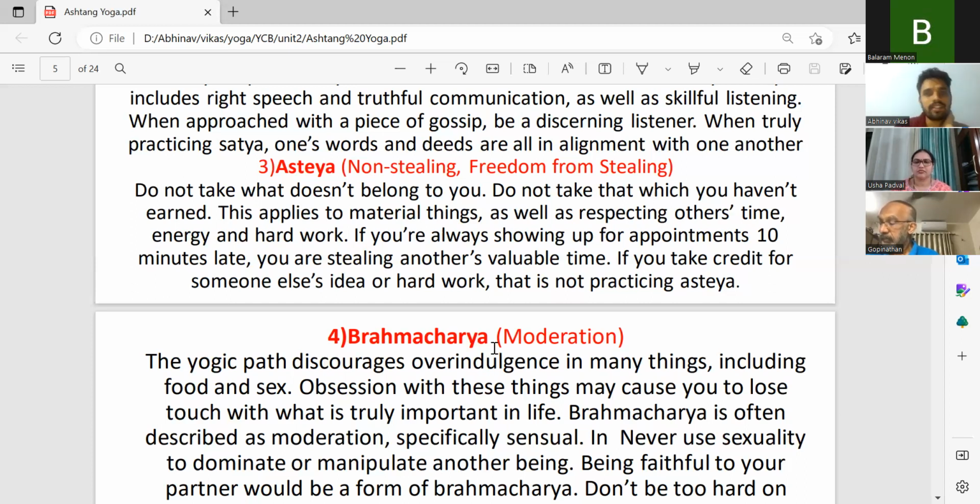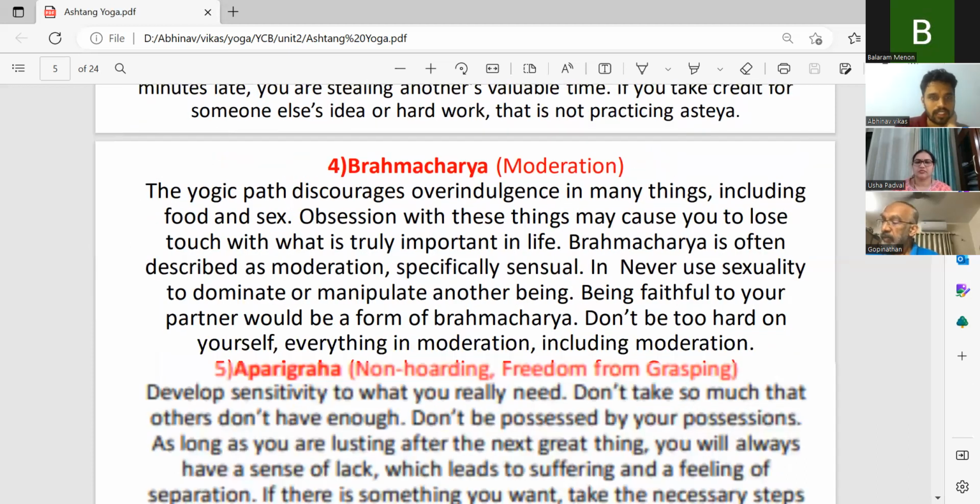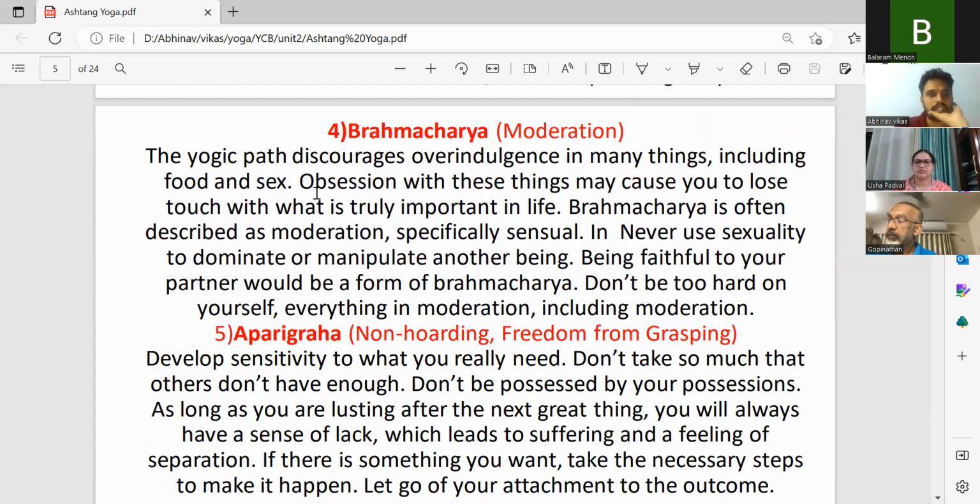Is it easy maintaining Brahmacharya? Definitely yes. So what is it? Brahmacharya pratistayam virya labha. The yogic path discourages over-indulgence in many things, including food and sex. Obsession with these things may cause you to lose touch with what is truly important in life. Brahmacharya is often described as moderation, especially sexually. Never use sexuality to dominate or manipulate another being. Being faithful to your partner would be a form of brahmacharya.